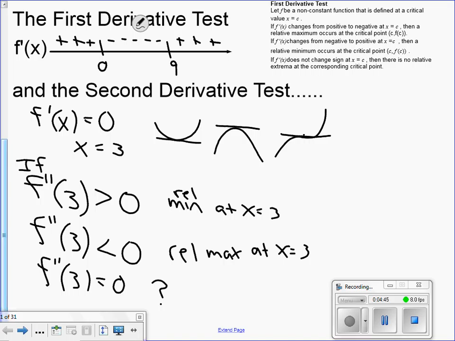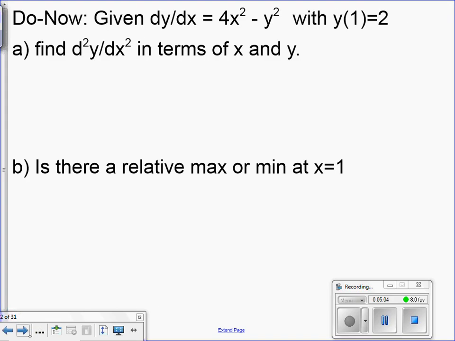On the AP test, and probably in tonight's homework, you might need to use this, because the first derivative test won't help you. In fact, today's do now is based on this one. You'll see why the first derivative test won't help you. So I'll go around and take a look at your 2015 1 through 3. You are going to see if you can answer this question.